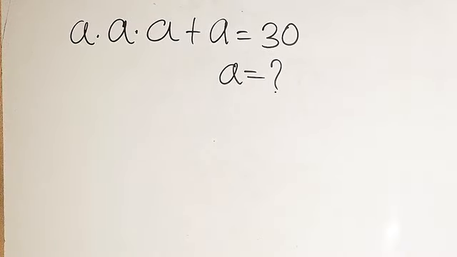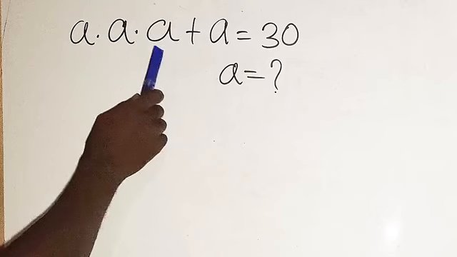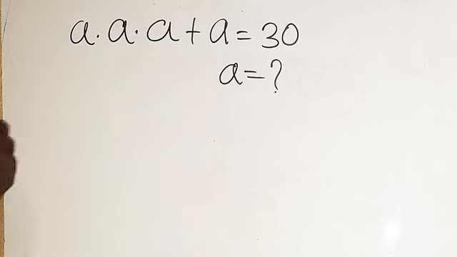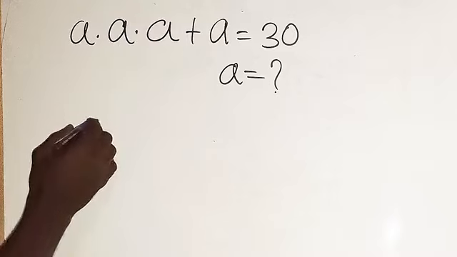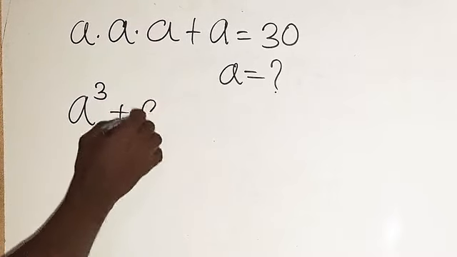We have this question on this board. The question says a times a times a equals 30. So what's the value of a? Now what we are going to do, this is multiplication here. So a times a times a will give us a to the power of 3. Then plus I have a here.